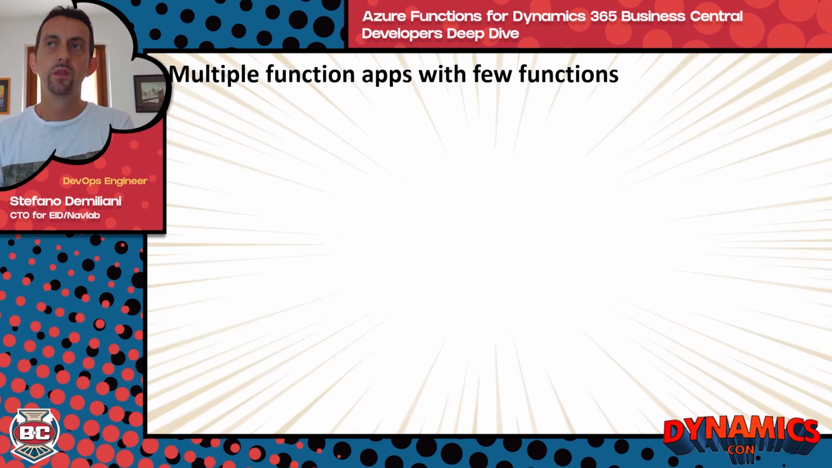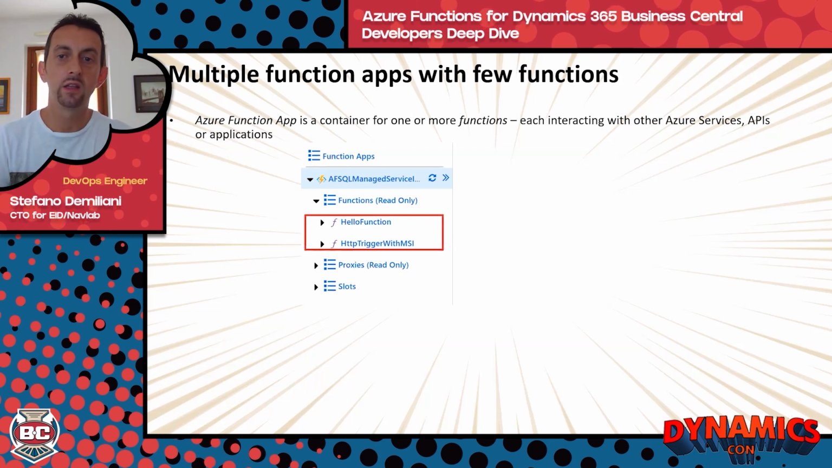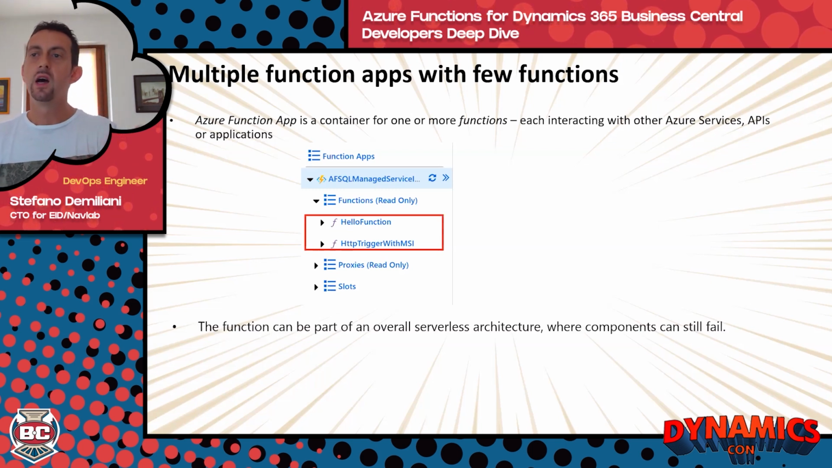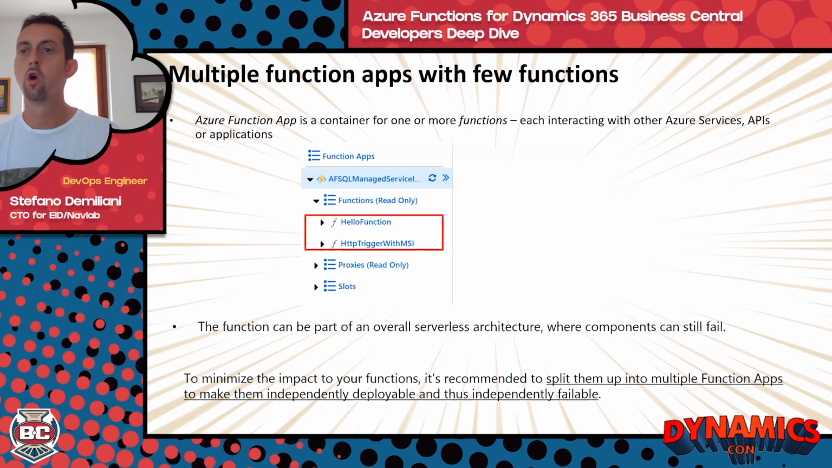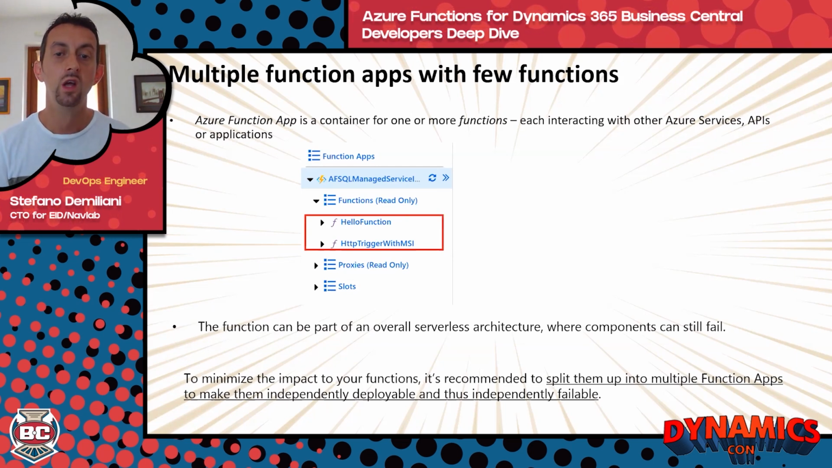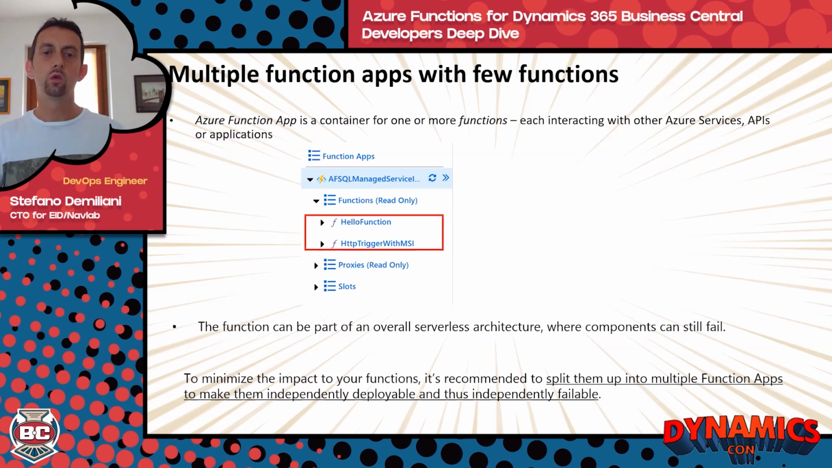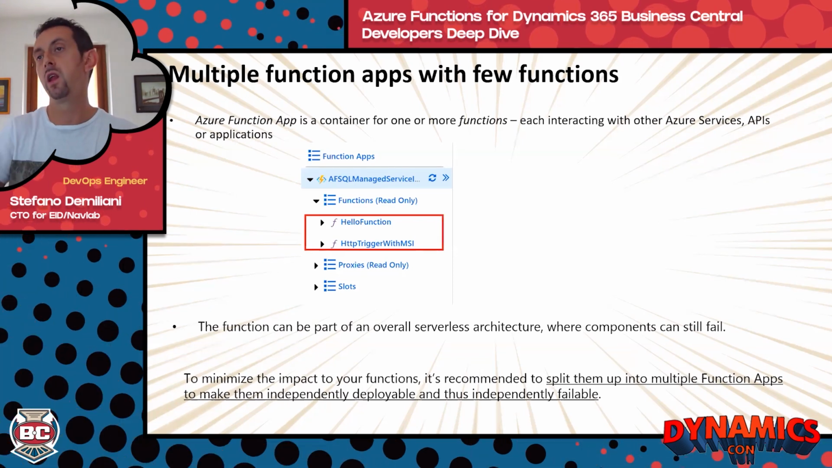When you create a function, you normally have a function app that can contain multiple functions. We saw that just before. You need to remember that a function is a part of a serverless architecture, and normally in the cloud, errors can occur, and so components can fail. So one of the recommendations is to minimize the impacts of problems in the cloud. The recommendation is to split your functions into multiple function apps. Don't create one function app with 10, 20 or more functions inside that, but split these functions into multiple function apps and scale them independently.